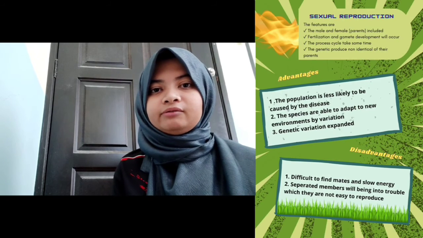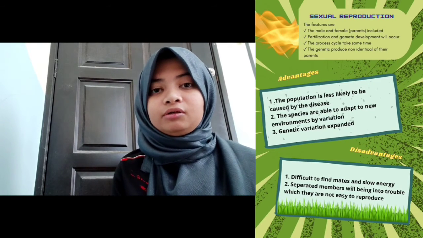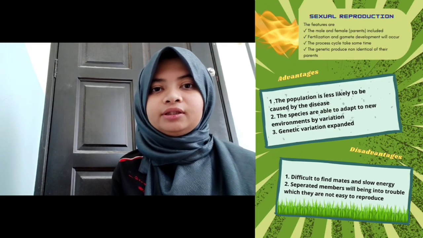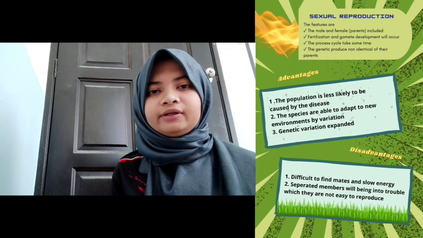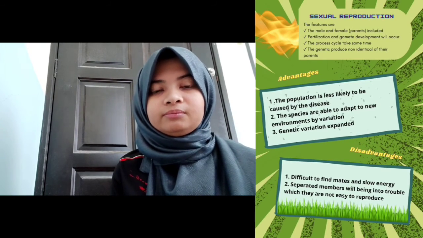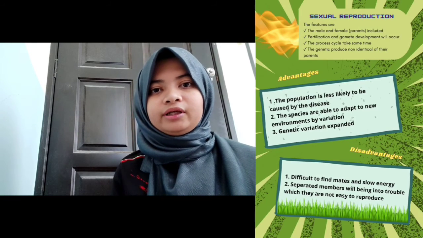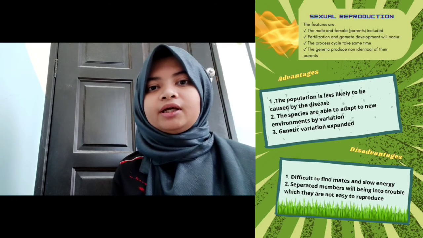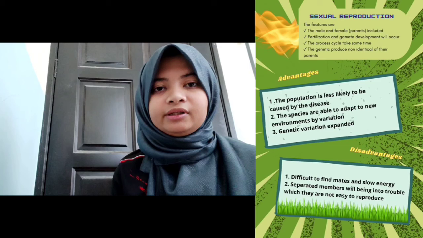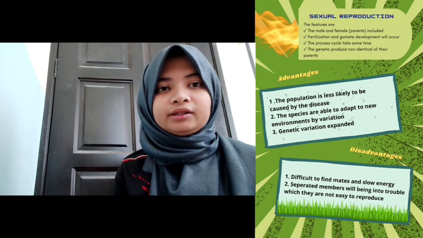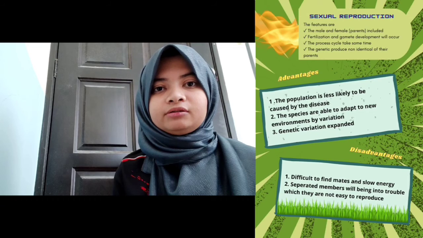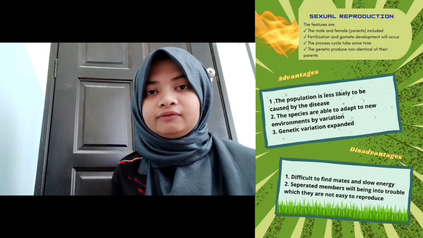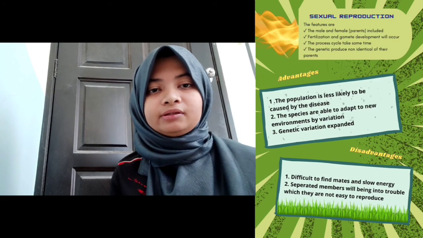Sexual reproduction has advantages and disadvantages throughout the process. The advantage of sexual reproduction is that disease will likely affect only a low rate of the population, but they can also adapt themselves to new environments due to the variety of variation. This can also increase genetic variation. Last but not least, some causes will bring some disadvantages to the plants, such as it is difficult for the plants to find mates to reproduce.